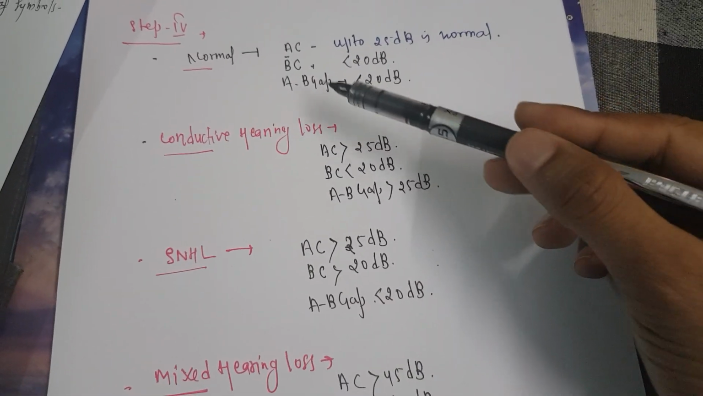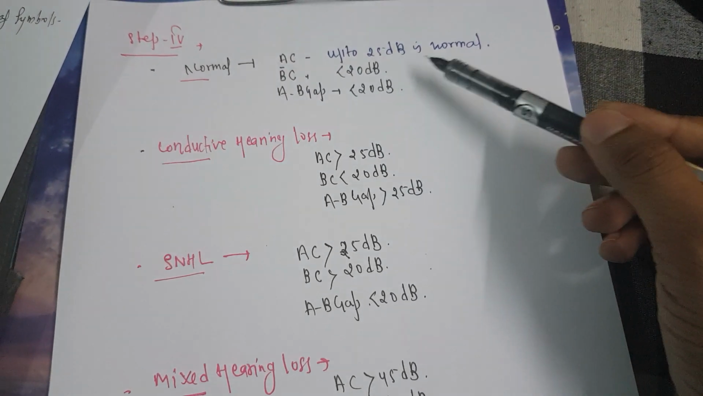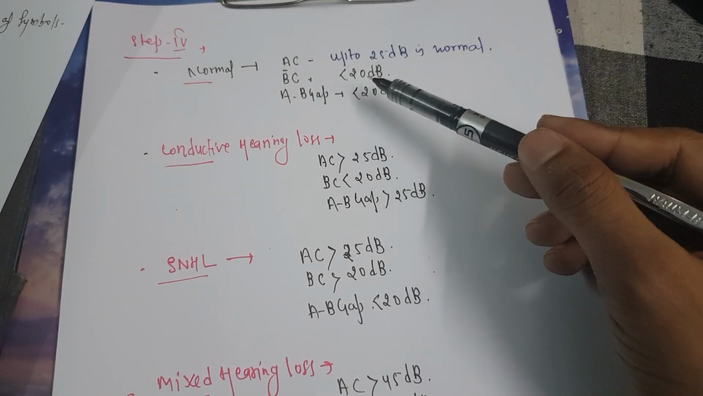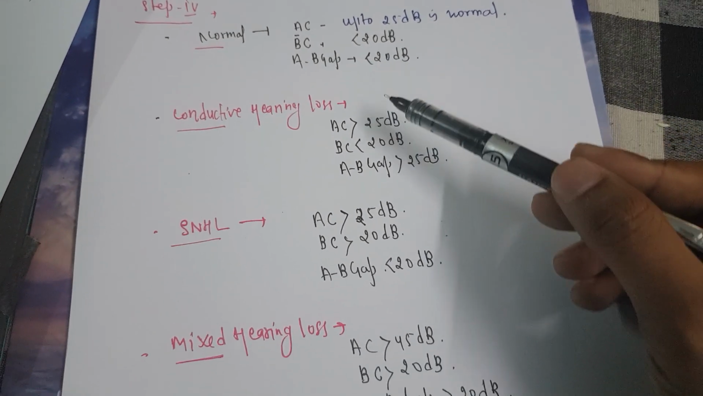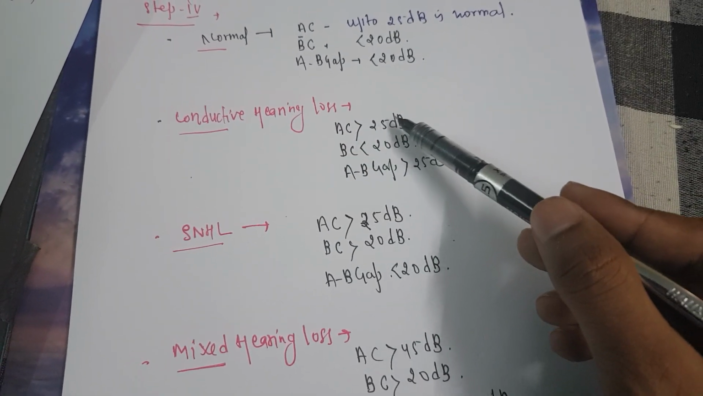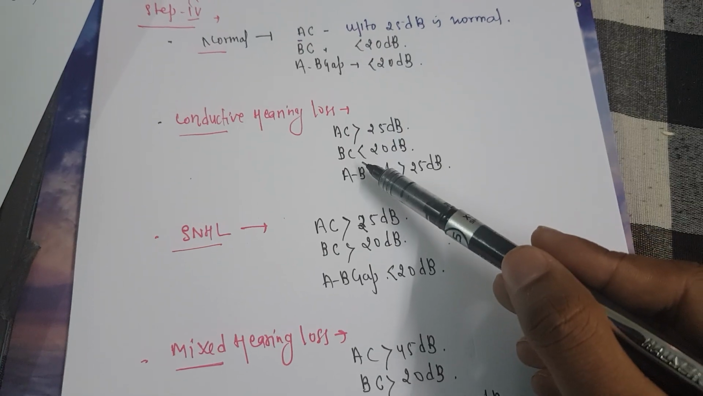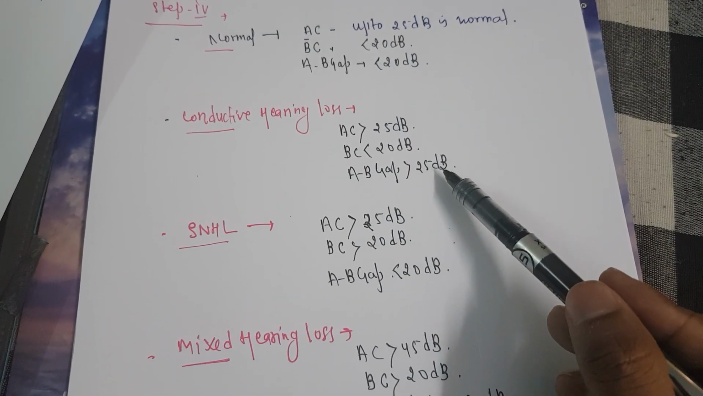For a normal audiogram, usually the air conduction is up to 20 decibel, 25 decibel is normal. For the bone conduction, less than 20 decibel, and the air bone gap is usually less than 20 decibel. If the patient has conductive hearing loss, their air conduction is more than 25 decibel, the bone conduction is less than 20 decibel, and the air bone gap is more than 25 decibel.